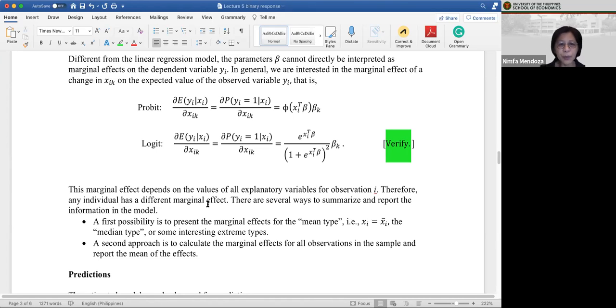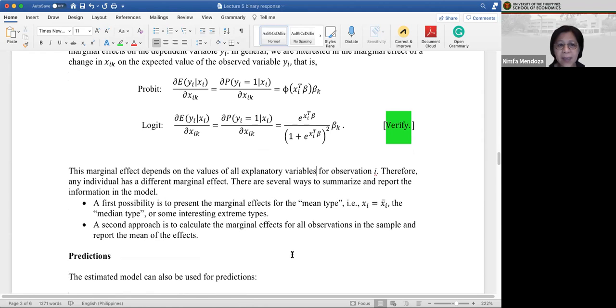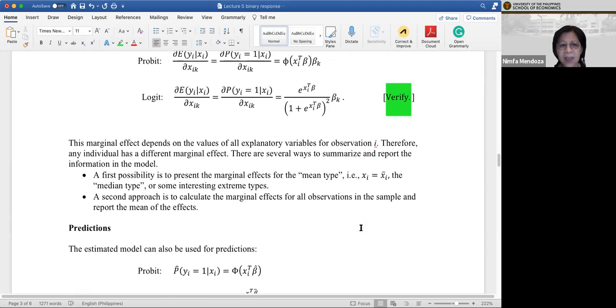Therefore, any individual has a different marginal effect. There are several ways to summarize and report the information in the model. You should be able to do both. A first possibility is to present the marginal effects for the mean type, that is, x sub i is equal to x sub i bar. That is, you are finding the marginal effect at the mean. Or you can choose the median type or some interesting extreme types.